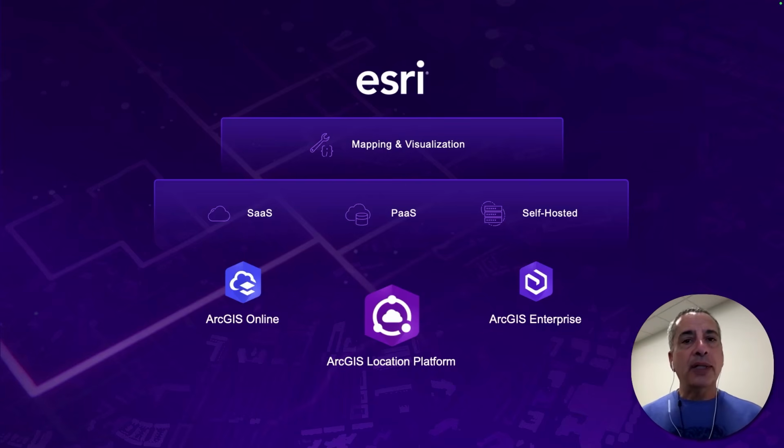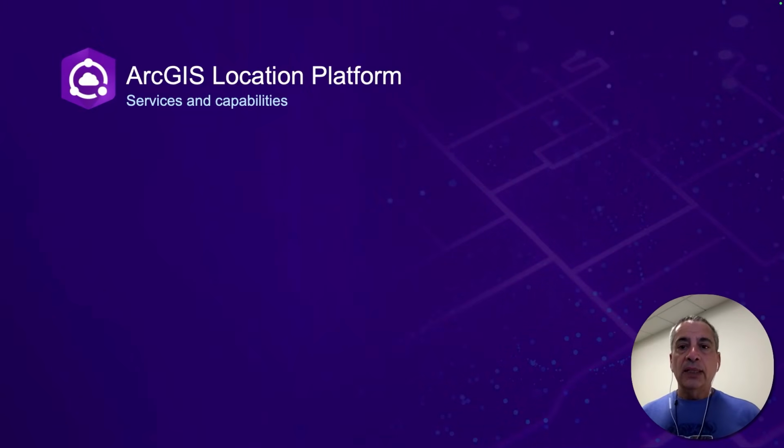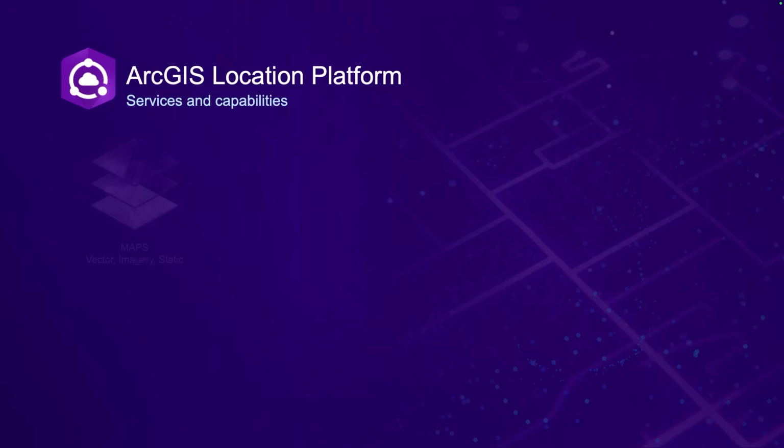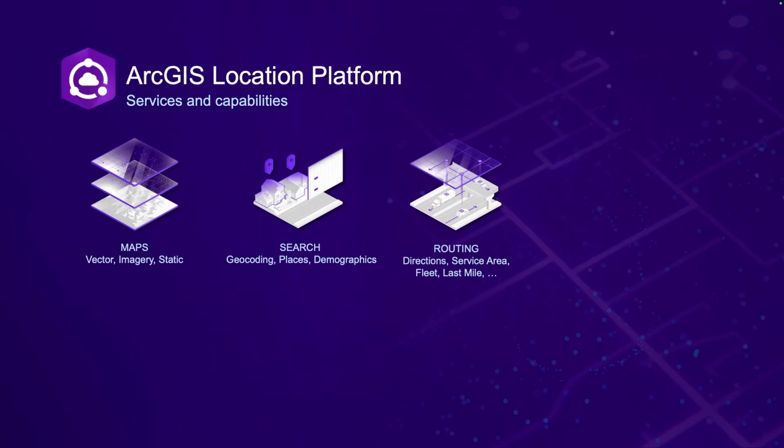Today, we are going to focus on how ArcGIS Location Platform is optimized for developers who want a fast and cost-effective way to integrate location intelligence into their apps. Today's live stream is going to focus on the three most requested capabilities, and that would be maps, search, and routing. We will present the key technical capabilities of these services and explore how you can leverage these capabilities to solve the problems you need to solve.